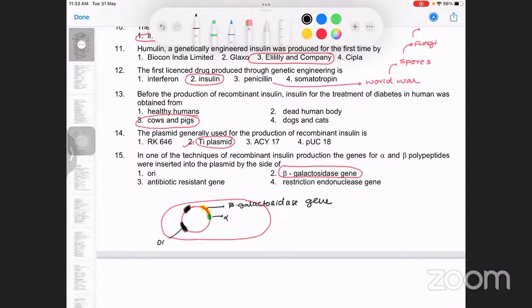So this is ORI, origin of replication. This is the ampicillin resistant gene. This is the promoter. Okay, so promoter and ampicillin resistant are having a short DNA fragment lagging behind. So in the beta galactosidase gene, the alpha polypeptide gene will be introduced. Alpha polypeptide gene will be introduced. That you have to remember.